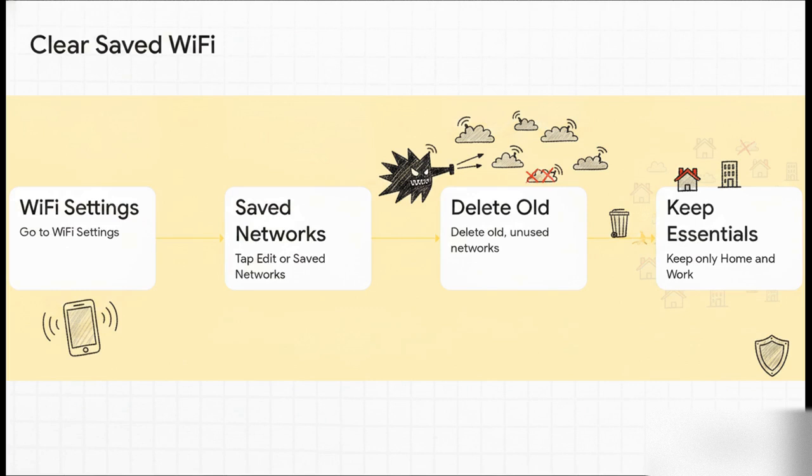Attackers can easily spoof these networks to trick your phone into auto-connecting. Go into your Wi-Fi settings right now, tap Edit or Save Networks, and delete every single saved network except your home and your workplace. This shrinks your attack surface instantly.